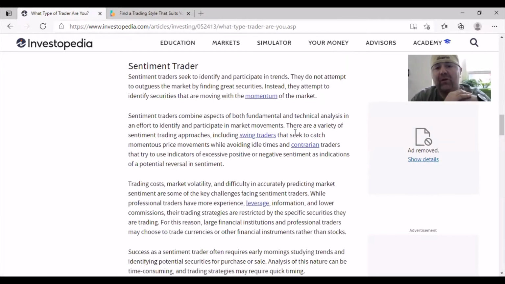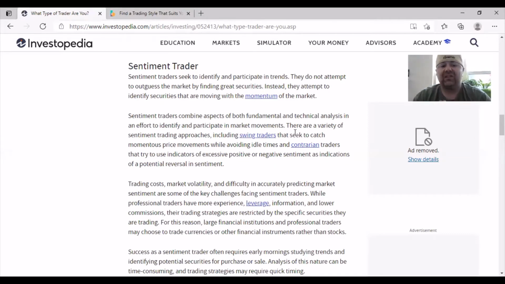Sentiment traders are real big on trends. This would be your meme stocks, your GME trend, your AMC trend, your short squeeze trend, all those Reddit stocks and things like that. This is your sentiment traders. They're going with what is trending and what's the flow. A lot of this is based off of momentum, a lot of it is based off of volume, and a lot of it is based off of just general sentiment.